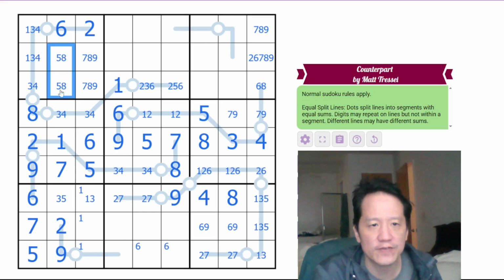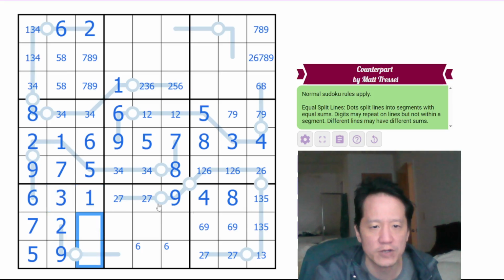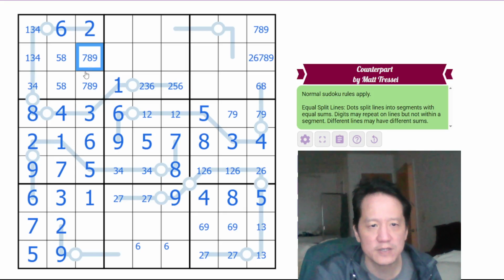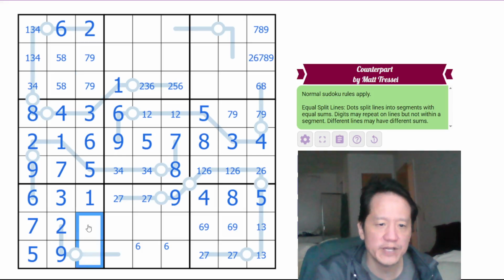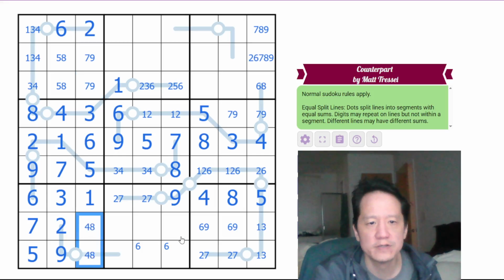We now have a 5-8 pair in column 2, which eliminates 5 and 8 in the rest of the column. This must be a 3, which makes this a 1. These can't be 1. This can't be 1 or 3, so this must be 5, which means this can't be 5. This 3 means this can't be 3, so this is a 4, which makes this a 3. These can no longer be 8 here.